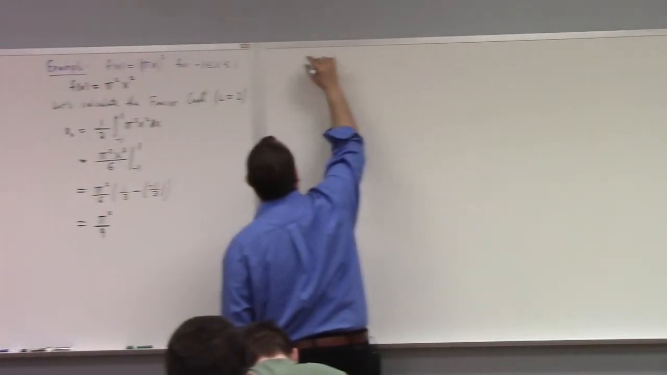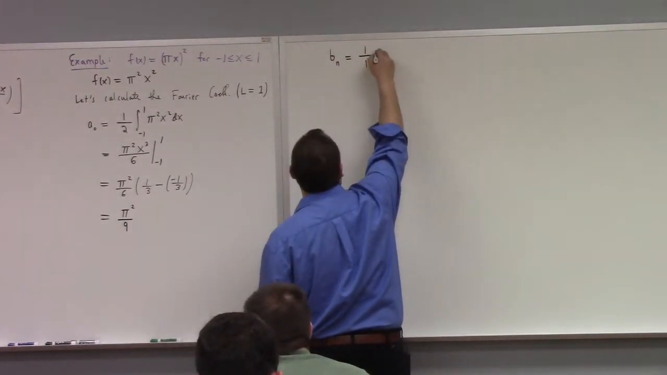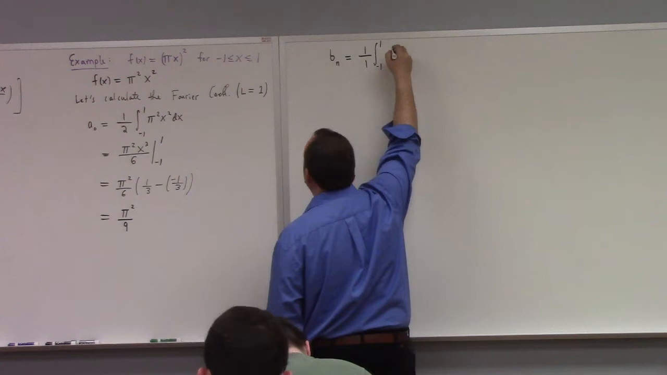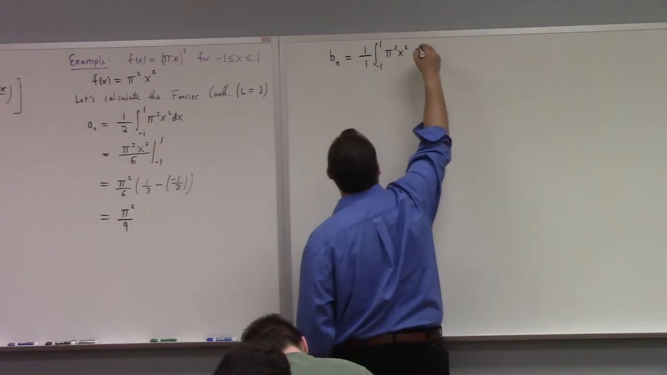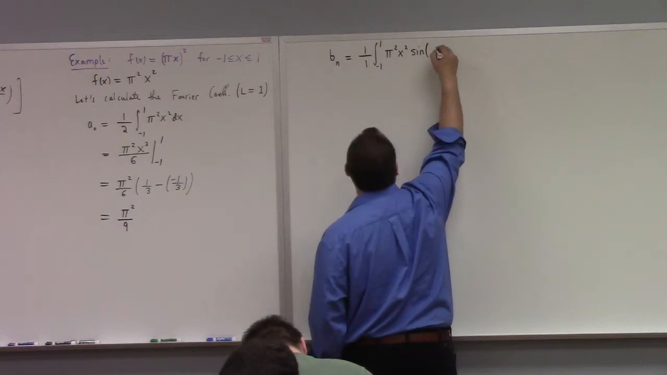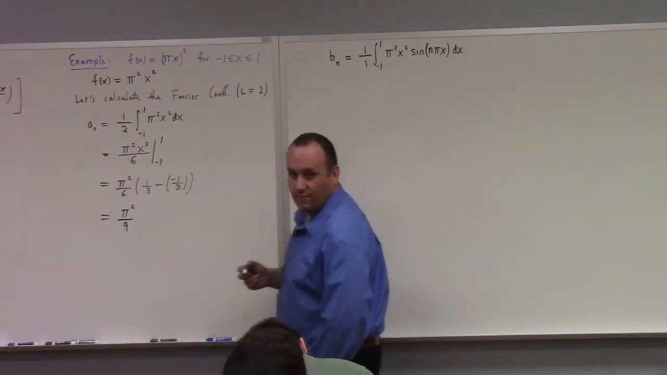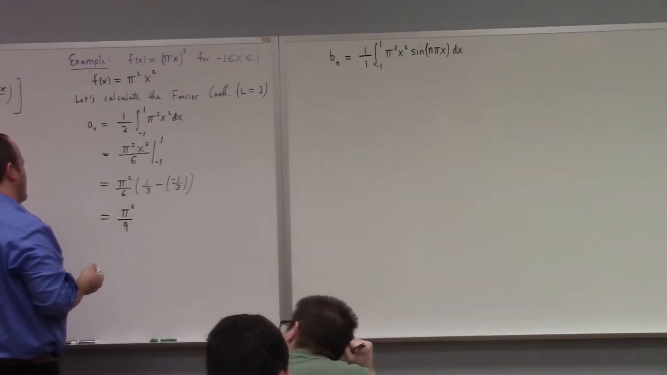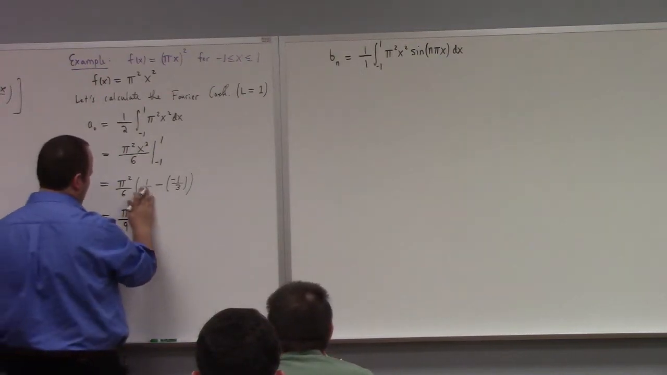I'll do the b sub n. 1 over 1, otherwise known as 1, times the integral from minus 1 to 1 of pi squared x squared sine of what? Looks like n pi x, right? Was I wrong? Oh, golly. Yes, thank you.